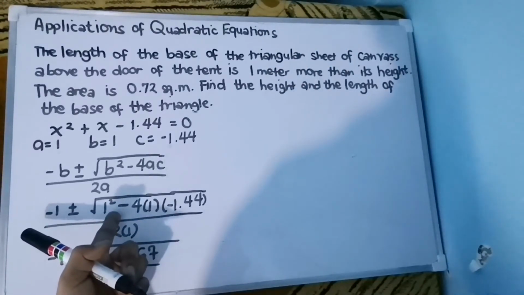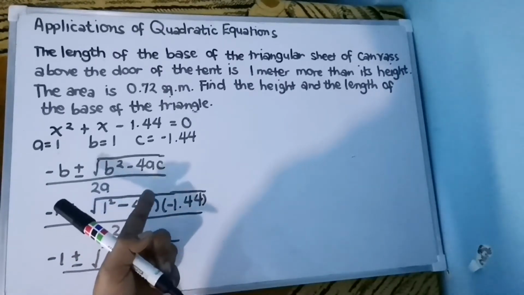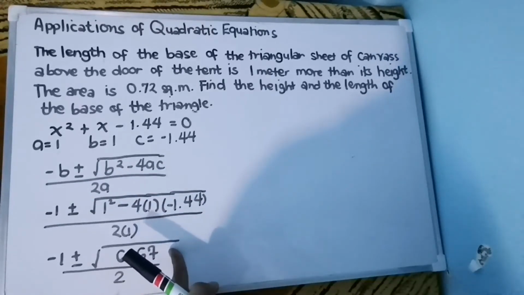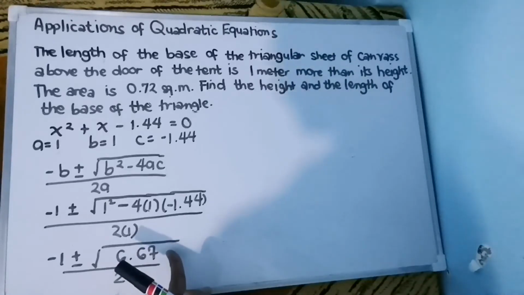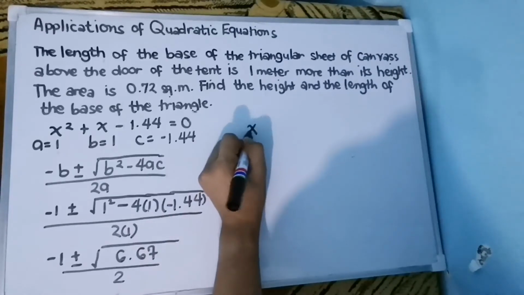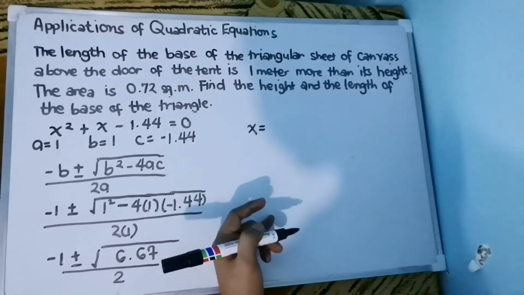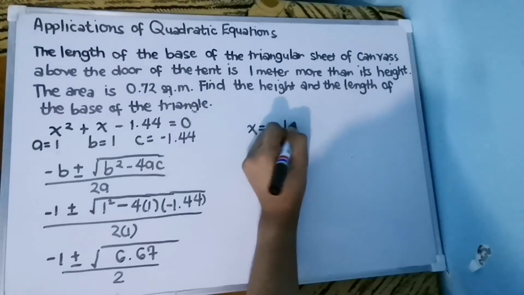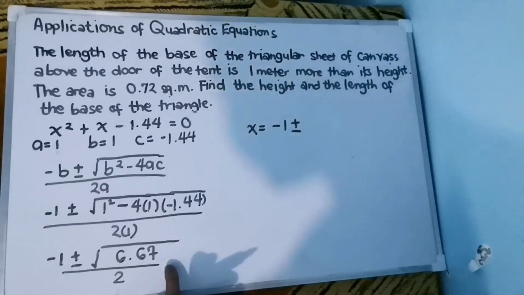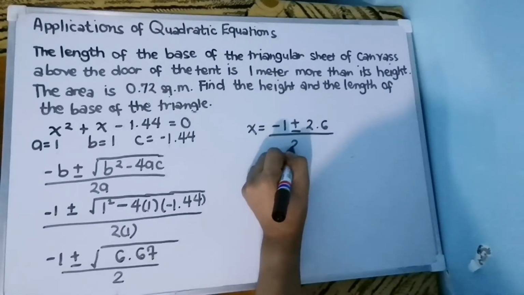Again, kinompute lang natin yung nasa loob. That is 1 squared, that is 1. Then, negative times negative is positive. 4 times 1 is 4. Then, the times 1.44. So, i-add natin lahat. So, it will become 6.67. Then, we can write it as x. Dito natin i-continue. X equals negative 1 plus minus the square root of 6.67, which is 2.6, over 2.